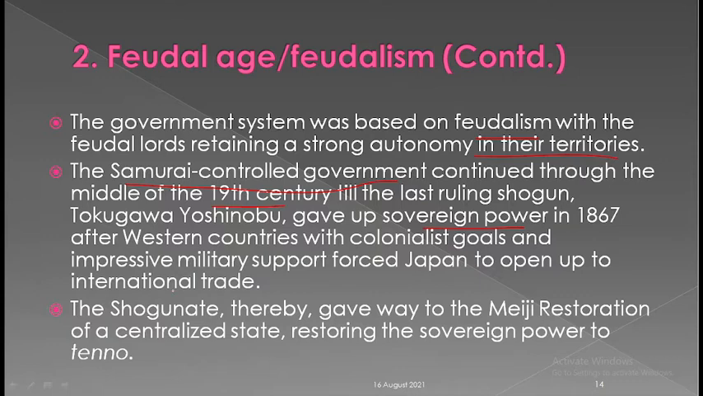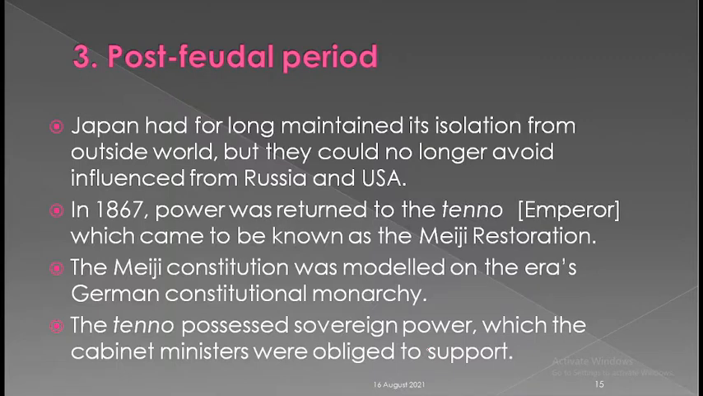And this happened mainly because of Western influence, particularly the United States, Russia, and others. The shogunate, or the rule of the shogun, thereby gave way to the Meiji restoration of a centralized state, restoring the sovereign power to Tenno. Now, after the military group gave back the power to the emperor, the post-feudal period began, because once again the emperor became the real ruler of Japan.